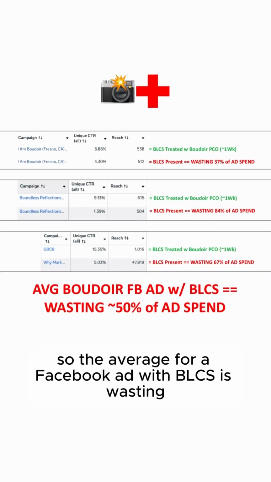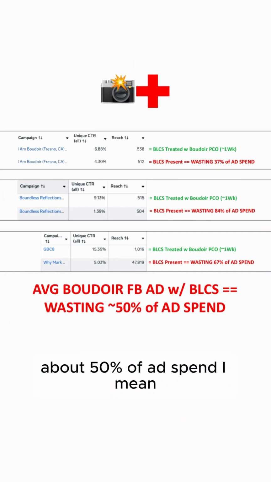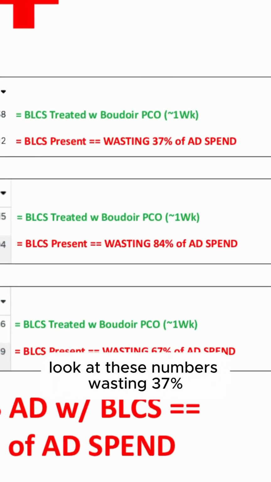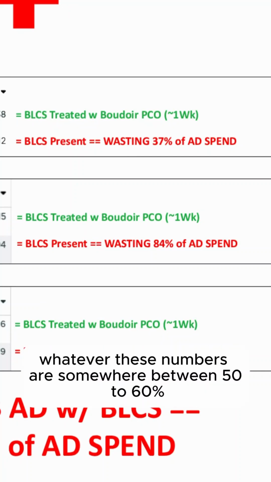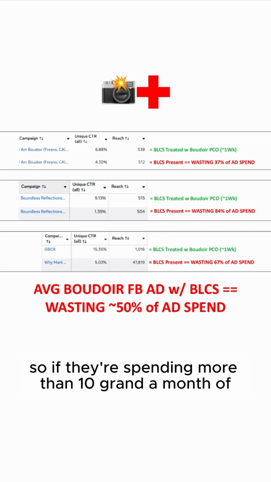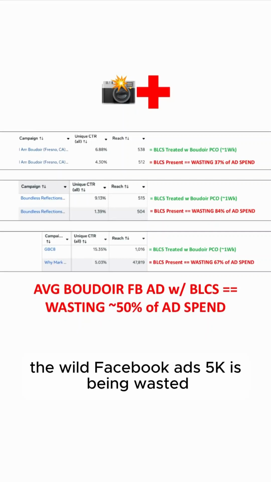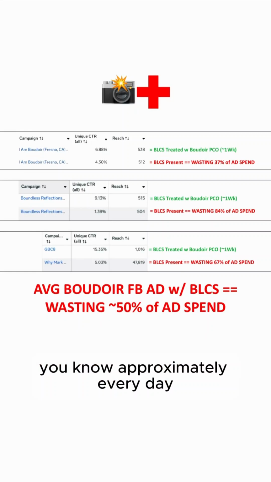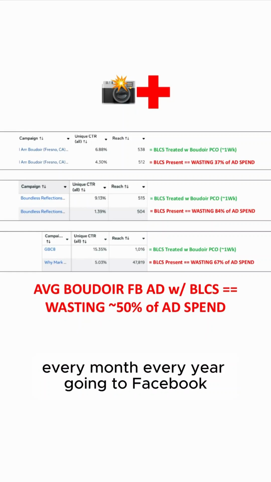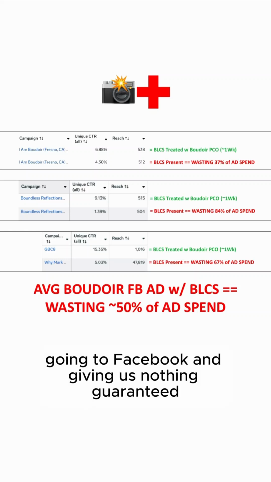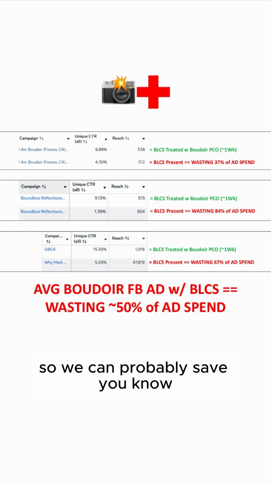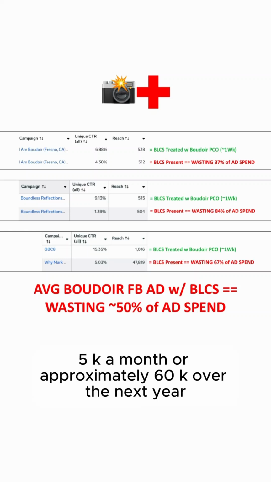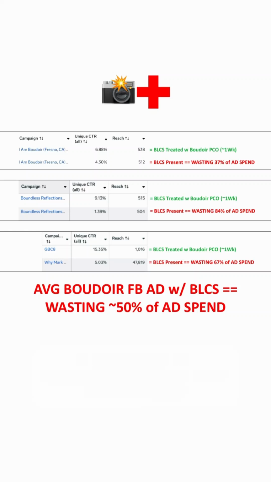So the average Boudoir Facebook ad with BLCS is wasting about 50% of ad spend. I mean, look at these numbers: wasting 37%, wasting 84%, wasting 67%. So the average here, whatever these numbers are, is somewhere between 50 to 60%. So if they're spending more than 10 grand a month on Facebook ads, 5K is being wasted every month, every year, literally going to Facebook and giving us nothing, guaranteed. So we can probably save 5K a month, or approximately 60K over the next year.